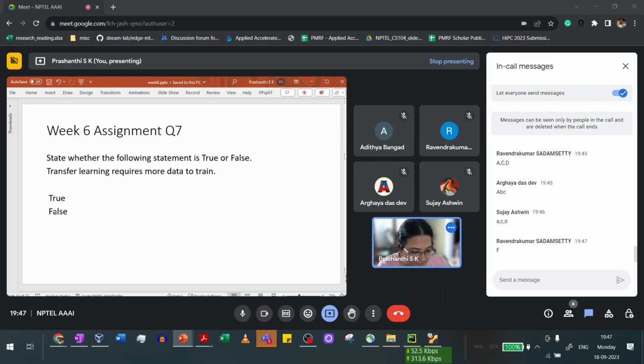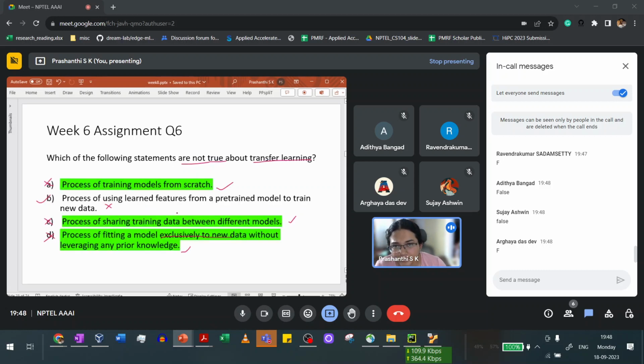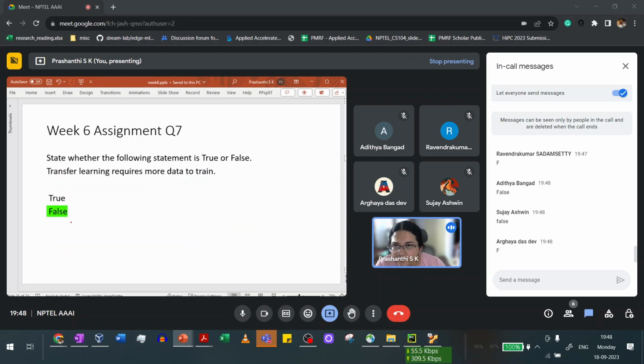False. Okay. Anyone else? False, false. Okay, it is false. Again, it requires lesser data, right? That's the whole point of it, that you will take just the existing learning and then retrain it on a small subset of new data. So this is definitely false.